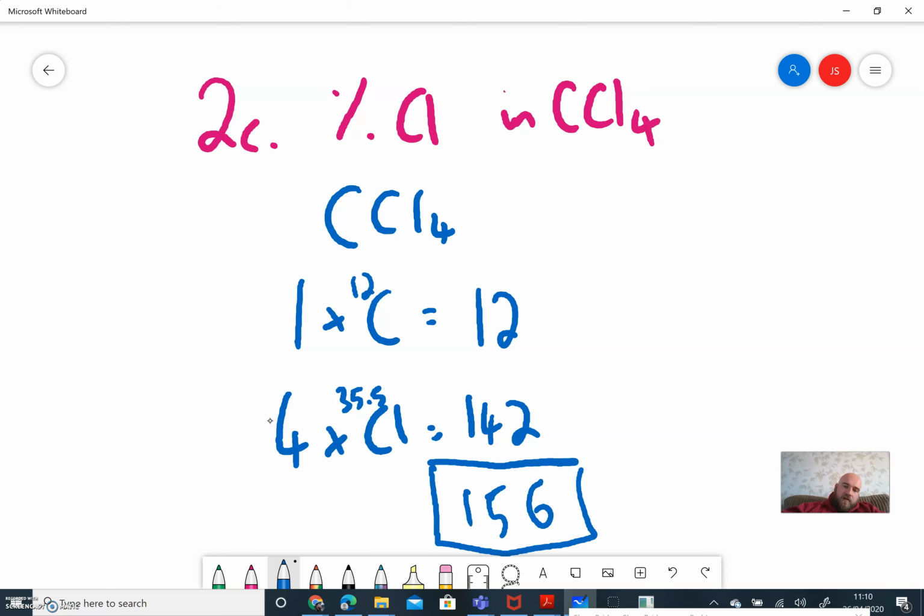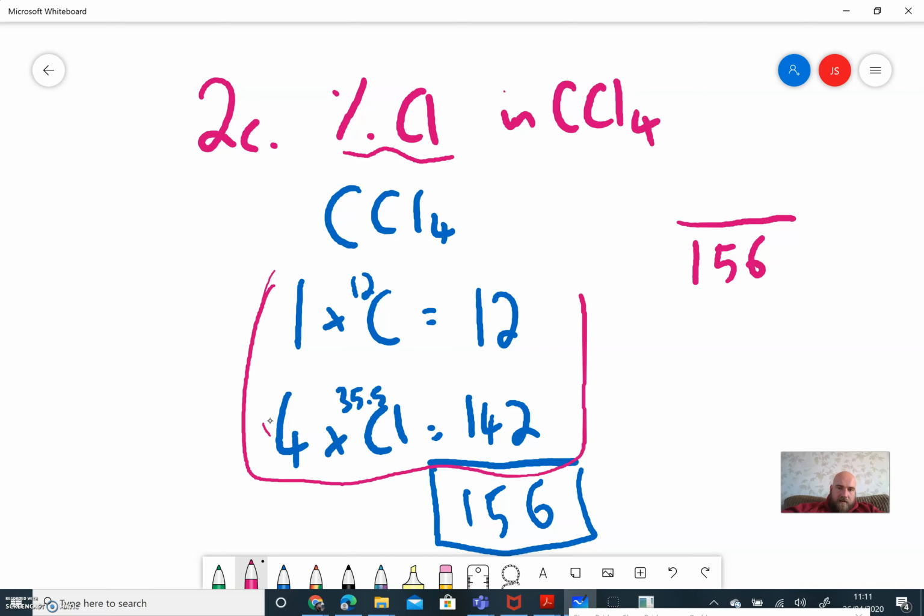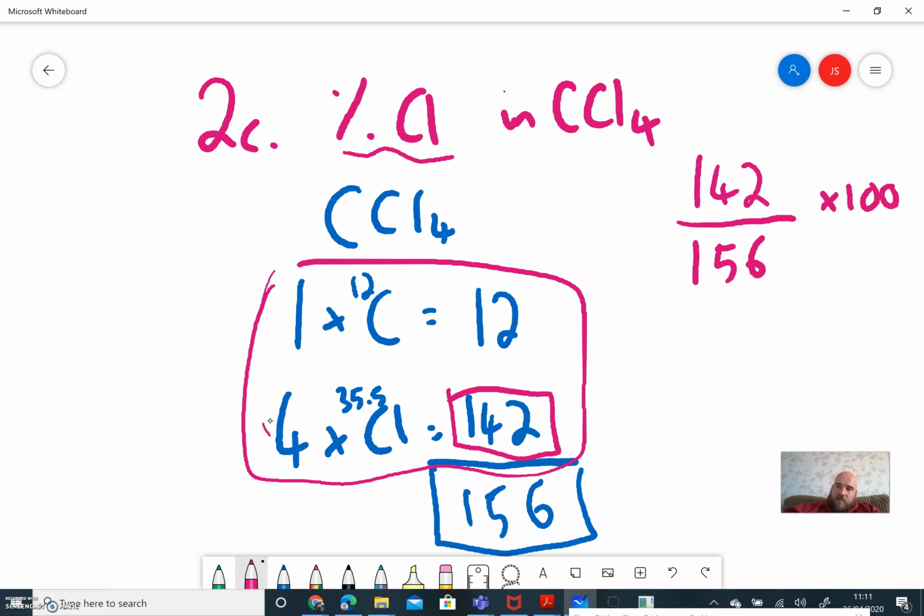So the whole thing weighs 156, and we're asked to work out what percentage is chlorine. So if the whole thing weighs 156, how much of it came from the chlorine? So where is the chlorine in this working out? Hopefully you can find it's just there. So it's 142 in total, divided by 156 times 100, and you end up with, I'll do it with my calculator just to make sure, times 100, 91.0%. So it's 91%.